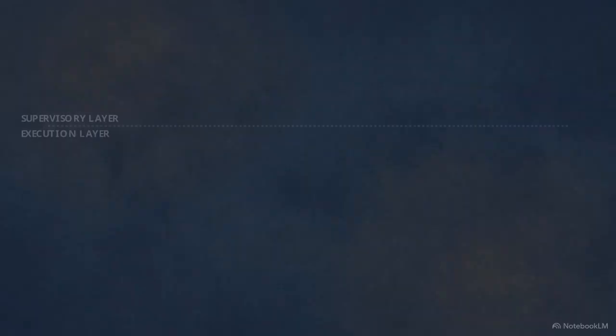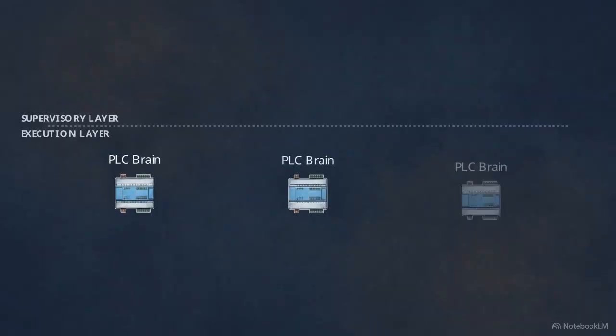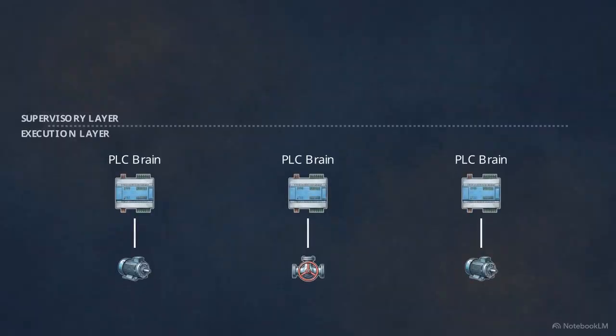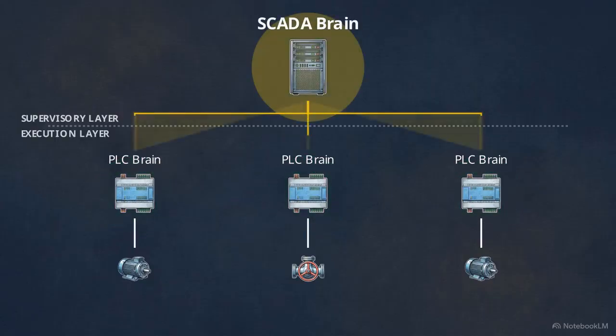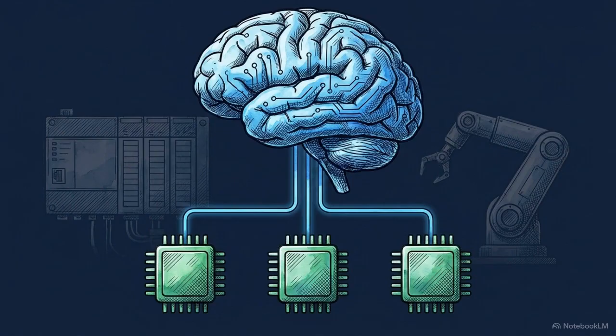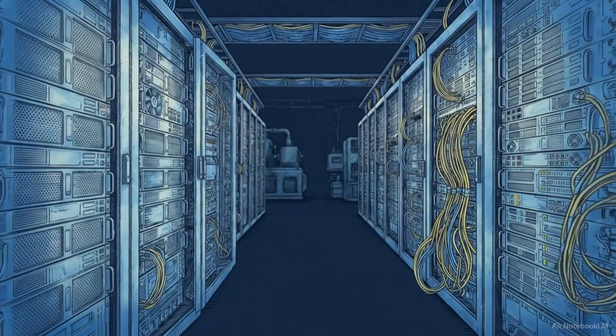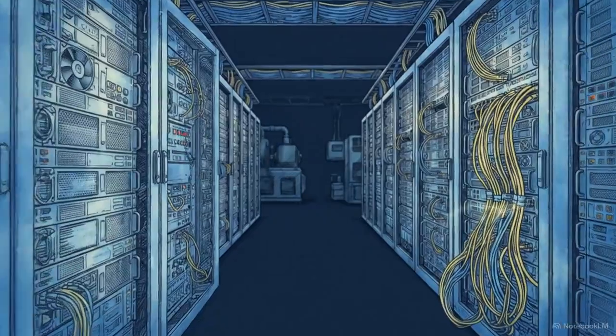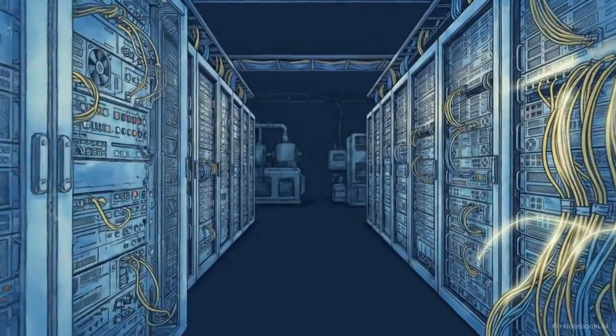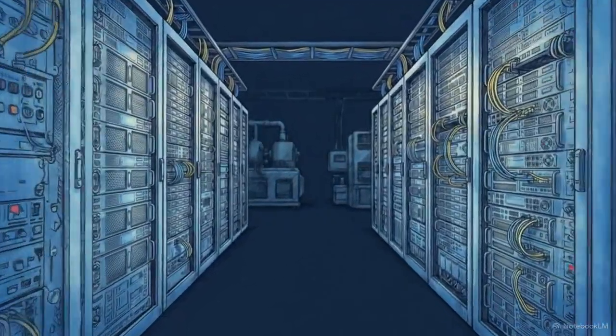We can visualize this through a split-level hierarchy chart. The bottom layer contains the PLCs, acting as the localized execution brains. The SCADA system occupies the top layer, supervising every node in the factory. This makes SCADA the brain above the PLC brain. You now understand the hierarchy of industrial control, from physical hardware to the digital supervisor. This completes our lesson on SCADA.